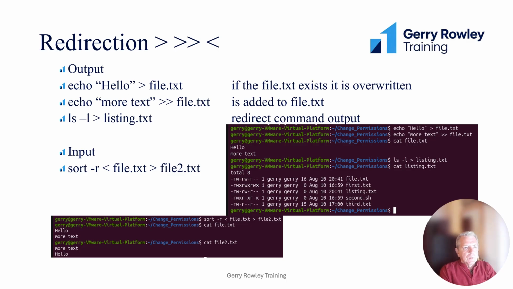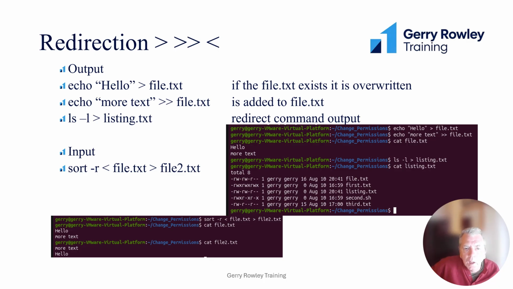Redirection uses the greater than sign, two greater than signs, or less than sign to change the output of a command from the default input or output somewhere else. So in this example, I'm echoing hello.txt and I'm adding it to a file called file.txt. You have to be careful with the single greater than sign, because if file.txt doesn't exist, it will be created. If it does exist, it will be overwritten, so be careful.